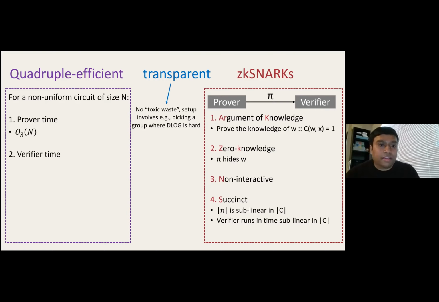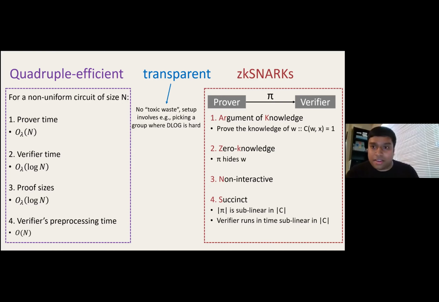We also require that the verifier time is logarithmic in the size of the circuit. The proof size is also logarithmic in the size of the circuit. Finally, the verifier's pre-processing time should be linear number of finite field operations in the size of the circuit. Of course, we can desire even shorter proofs, shorter verifier time, but we think even achieving this is pretty challenging in this space. So we are willing to label this as quadruple efficient.